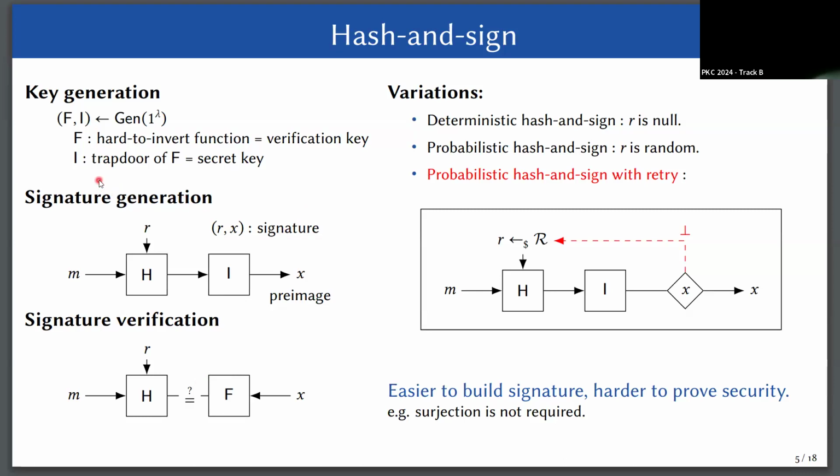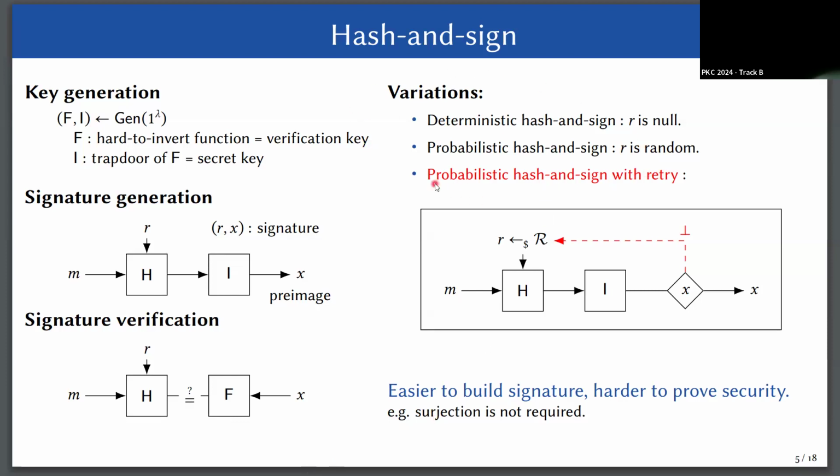The core of Hash&Sign is a trapdoor function. In the key generation, f and I are generated. f is a hard-to-invert function. This is a verification key. And I is a trapdoor of f. This is a secret. In the signature generation, r is randomly chosen and we compute a hash value of r and M. Using the trapdoor I, we compute a preimage x of the hash value. r and x are considered the signature. In the signature verification, we compute H of M and f of x and check whether they are the same or not. If they are the same, the signature is verified.